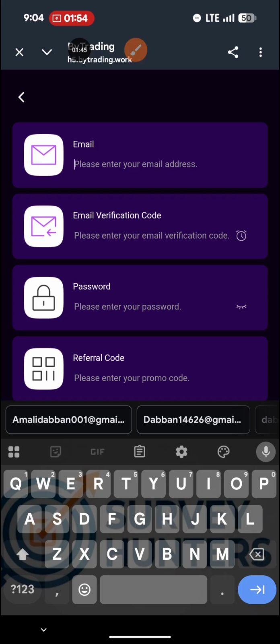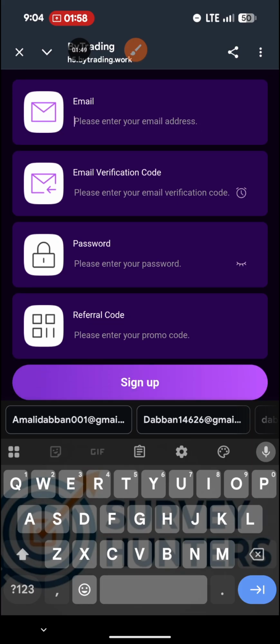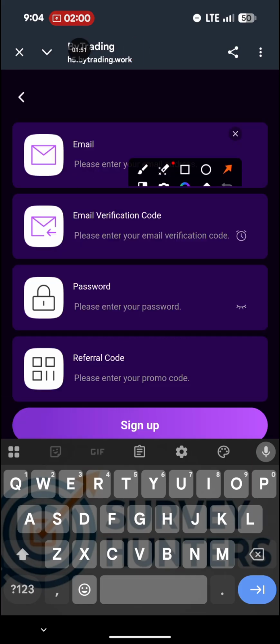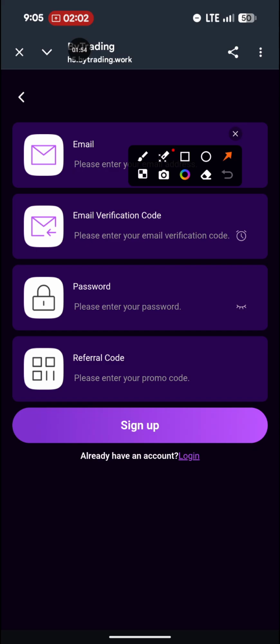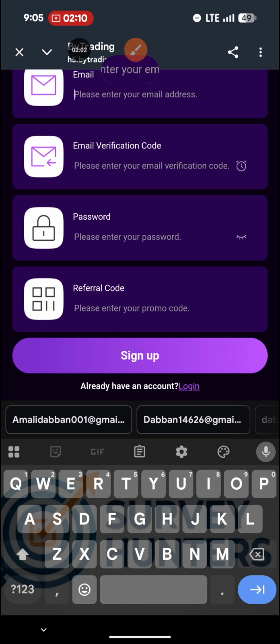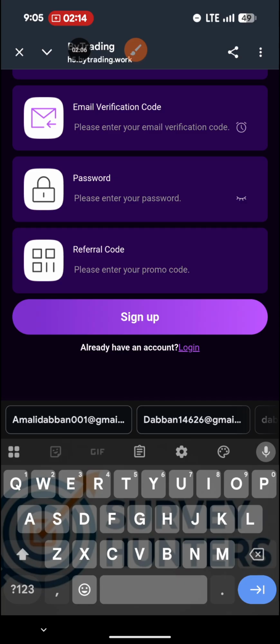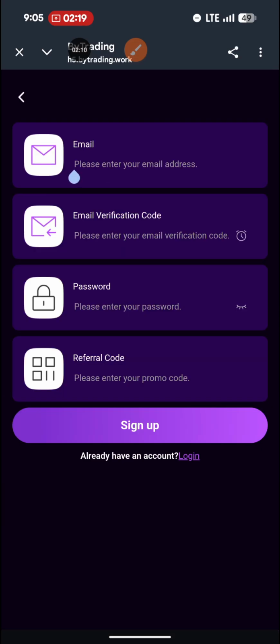Now, once you receive the code, make sure you input the code here. You understand? So after inputting the code, you head over to this place and input your password. Once you create your password, if you use the link in the description of this video, it's going to automatically fill the referral code option. Then you click on sign up. As for me, I already have an account, so I'm going to sign in to my account.